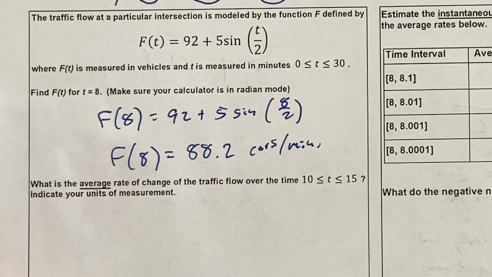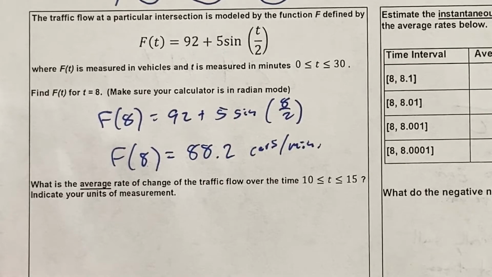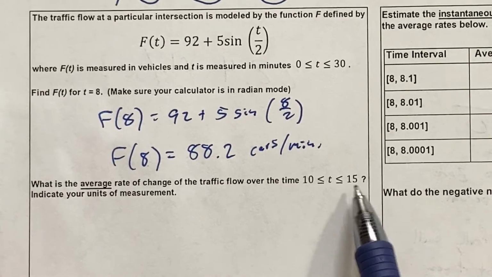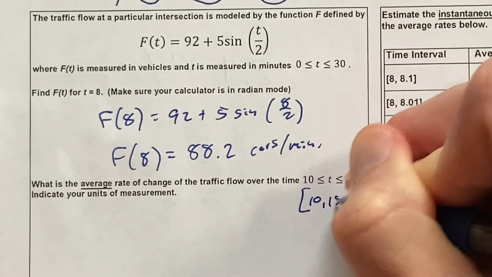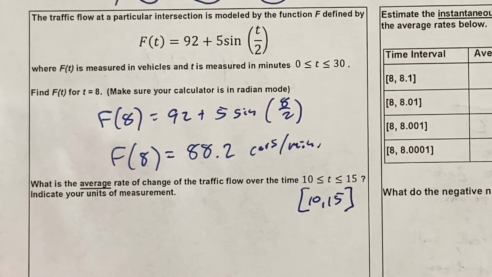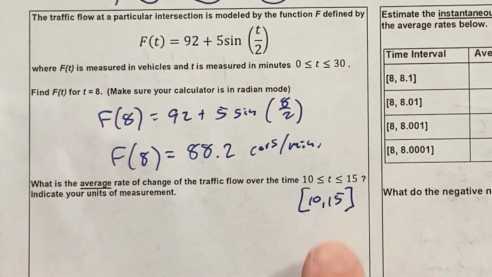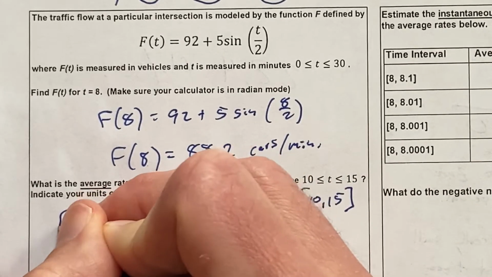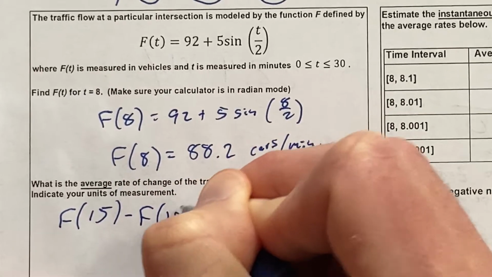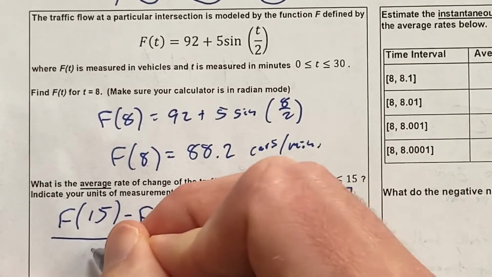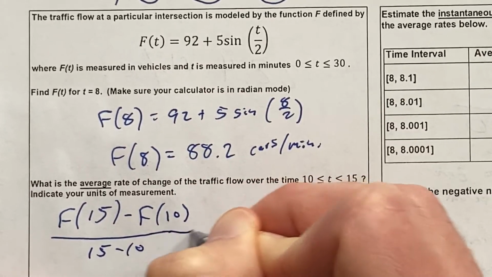What is the average rate of change of the traffic flow over the time 10 to 15? So this looks a little bit different than what we've been doing. We've been seeing it as this, 10 to 15. Same kind of deal though. When we were talking about domain and range, same kind of deal. You can write it like that. Indicate your units of measurement. We already talked about that. That would be cars per minute. So let's just write it out like this. This would be f of 15 minus f of 10. The capital F is really throwing me off here. I got to change that. Over 15 minus 10.